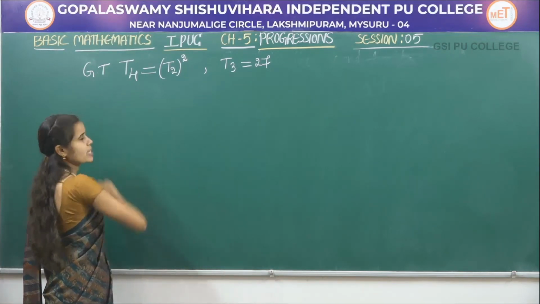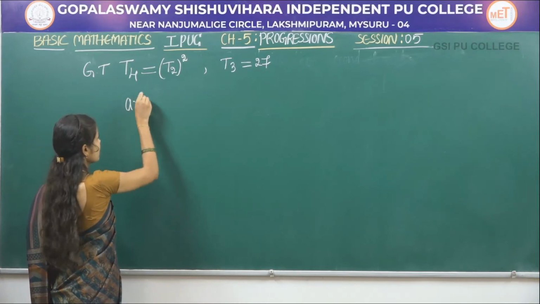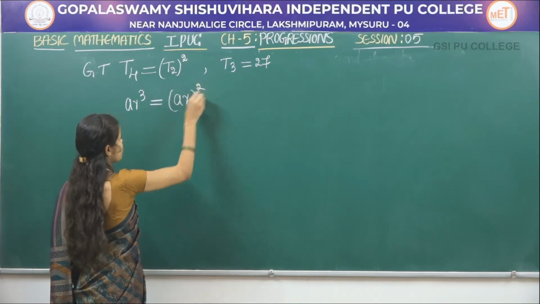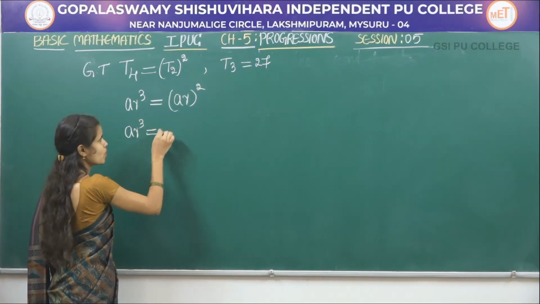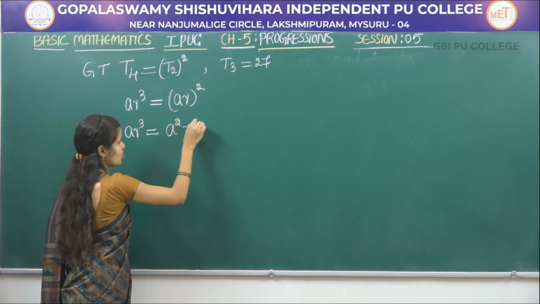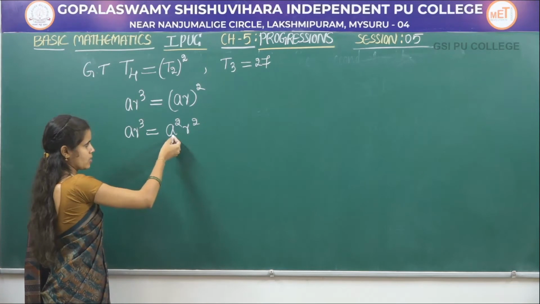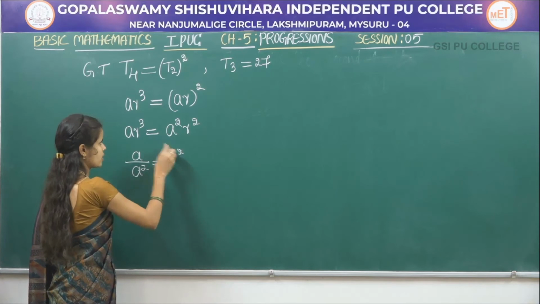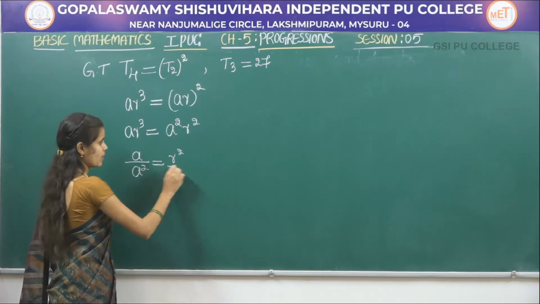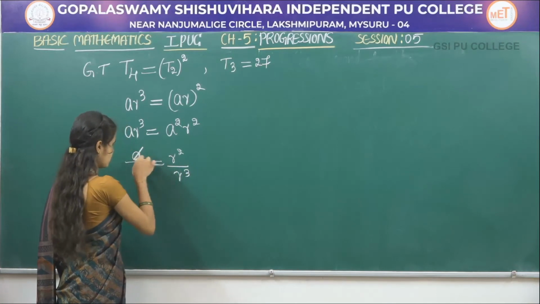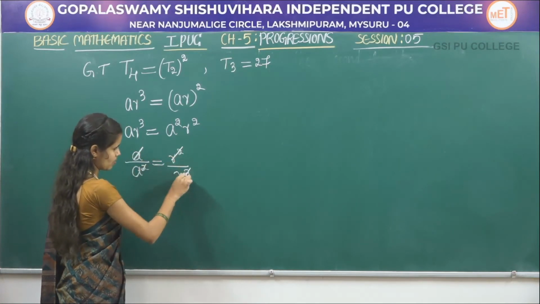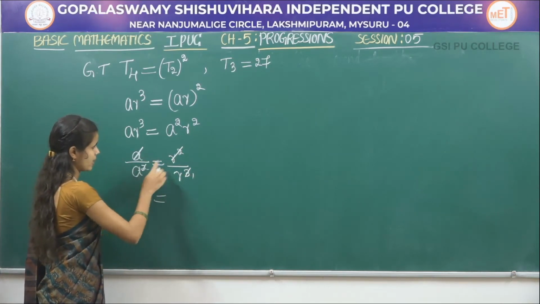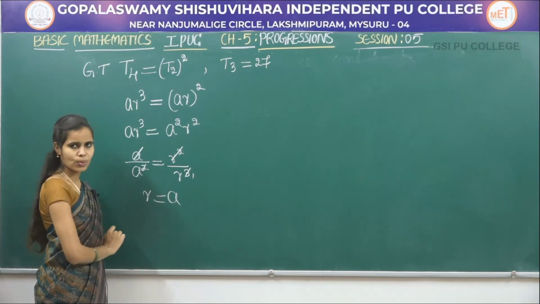So here also, using these two conditions, we want to find the values of A and R. First define T4. T4 means AR cube, which is equal to T2 square, that is AR whole square. So AR cube is equal to A square into R square. First take A square to the left side, it becomes A divided by A square. Take R cube to the right side, it becomes divided by R cube. So A, one term gets cancelled, R two times gets cancelled, remaining one term. Next cross multiply. R is equal to A.